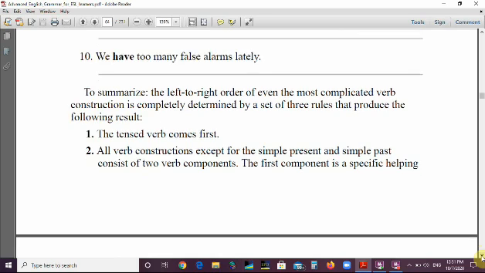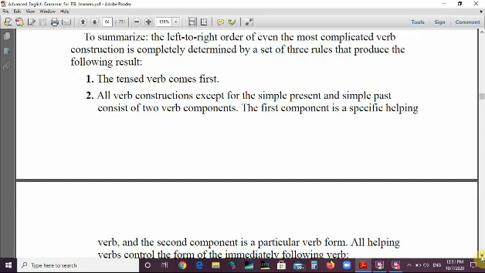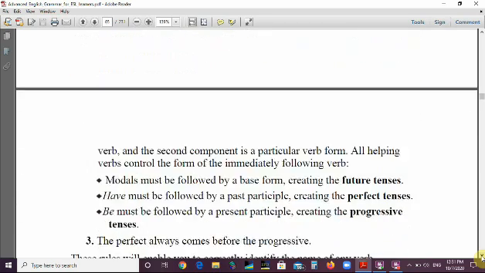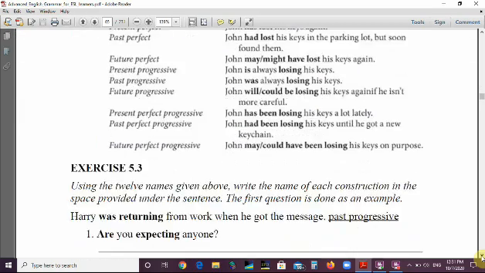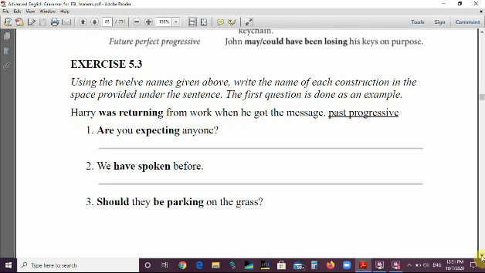Let's move to the next point. This is just a summary of what we have explained. This chart summarizes what we have said. Here we have an exercise. Using the 12 names of the tenses given above, we have simple present, simple past, simple future, present progressive, past progressive, future progressive, present perfect, past perfect, future perfect, present perfect progressive, past perfect progressive, future perfect progressive. Look at the example and name the tense.